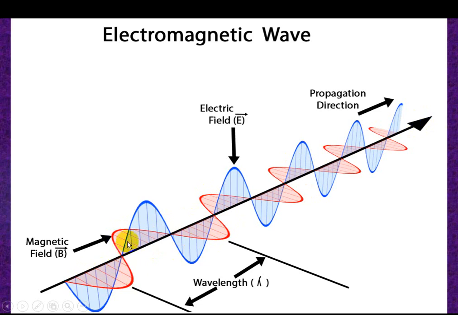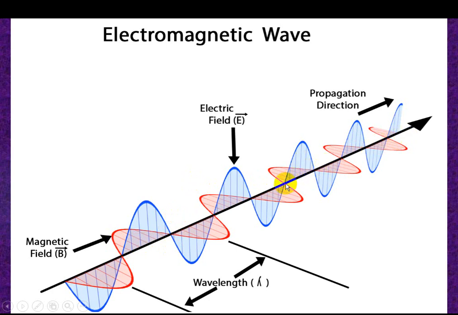Okay, these two. Okay, look, this is the 45-degree angle. So electromagnetic radiation is the interaction of electrical field and magnetic field.